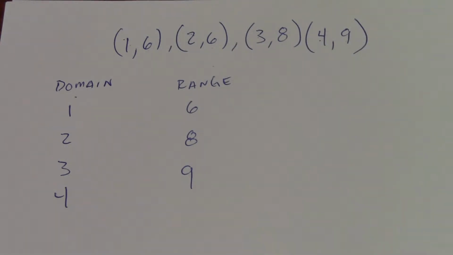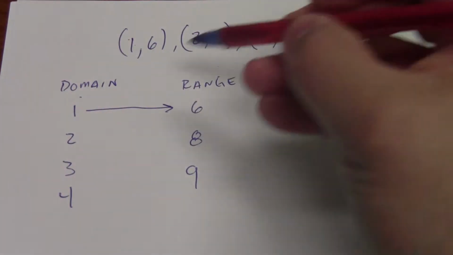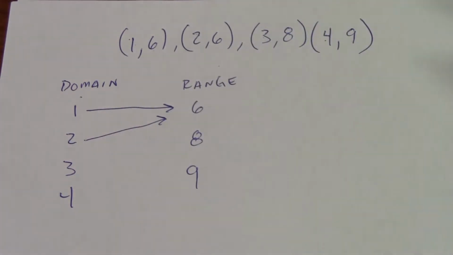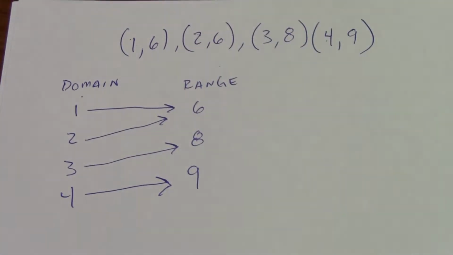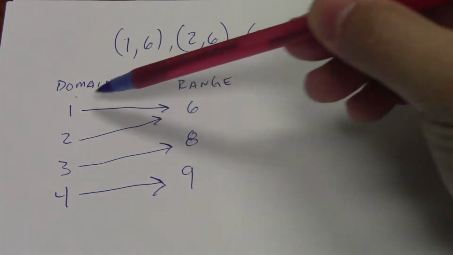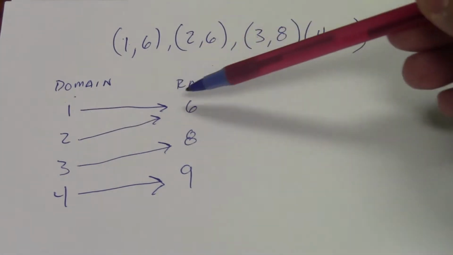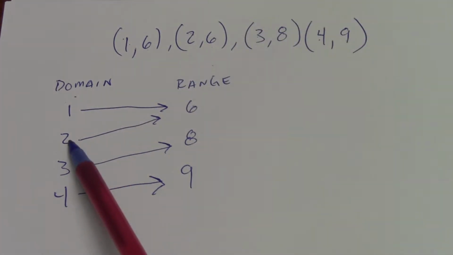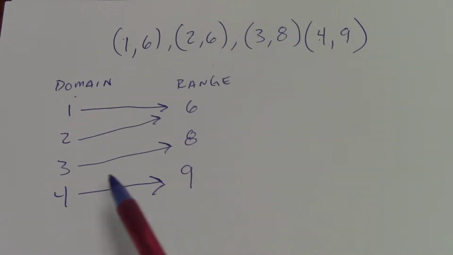All right. Now just use arrows. If you just do arrows, you're good. So 1 goes to 6, 2 goes to 6, 3 goes to 8, 4 goes to 9. As long as the arrow on this side only goes to one number, you're fine. So see the 1, it only goes to a 6. The 2 only goes to a 6. The 3 only goes to an 8, and the 4 only goes to a 9. So that means that it is a function.